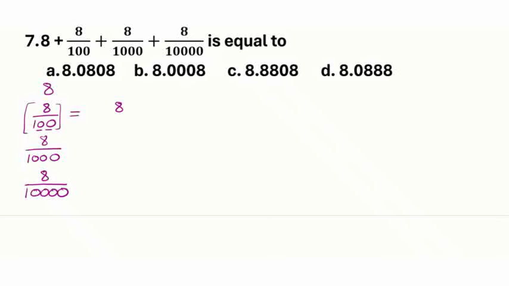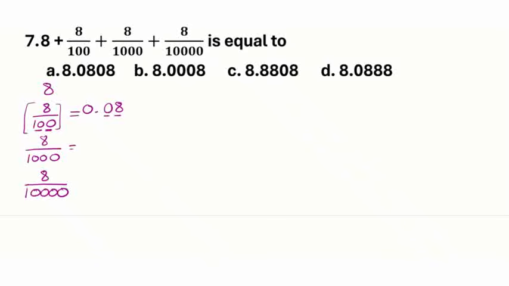So 8 is already there. There is no other number. So put a 0 before 8, then the point. So that's what two zeros means, two decimal points. So before the point, you can put 0. So 8 by 100 is nothing but 0.08. Okay. Then 8 by 1000.